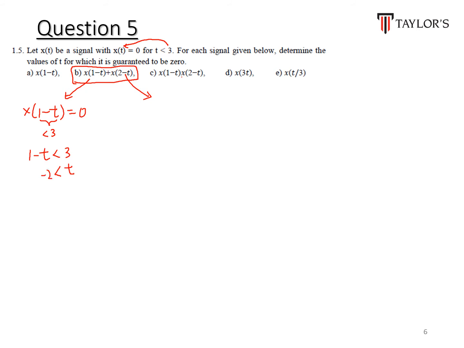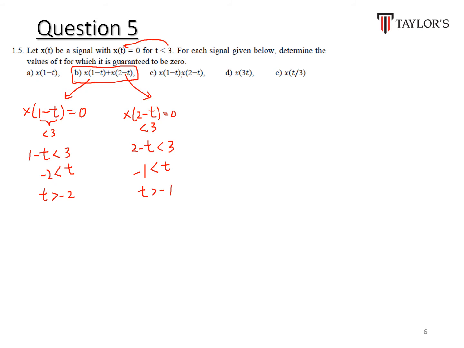Alright. And the other side, x2 of minus t must be equal to 0, and it must be smaller than 3 again. So 2 minus t smaller than 3. Alright, t you move to the other side, let me erase this, t is greater than negative 1. So now you have two answers.